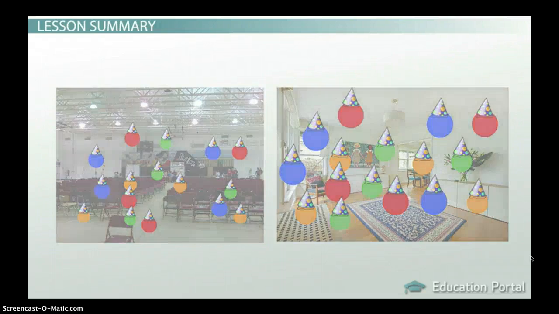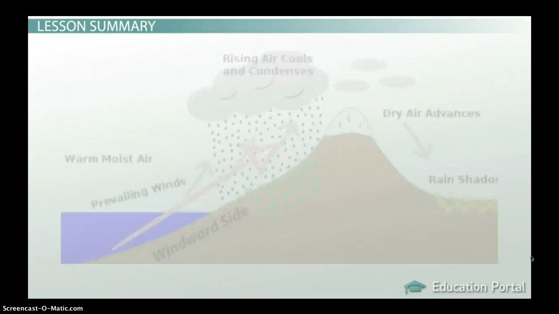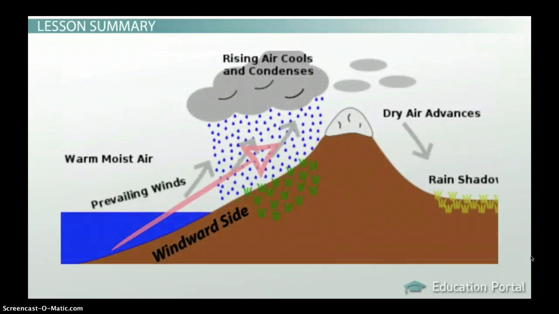This is how we can have air temperature changes without adding or removing heat, known as adiabatic processes. As air rises up the windward side of a mountain, it expands, which means our party-going molecules have a larger space to move around in. There are fewer collisions, so the air cools.